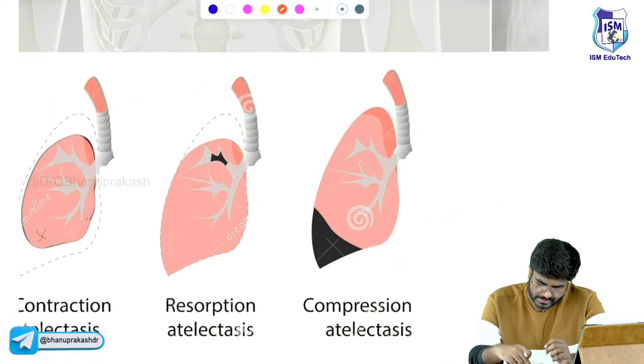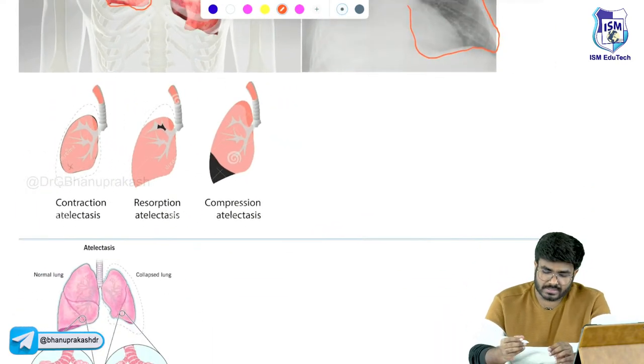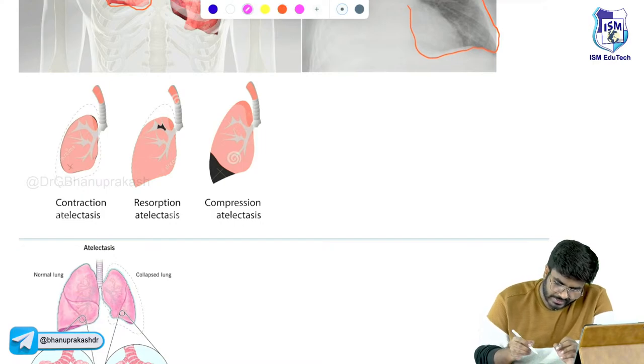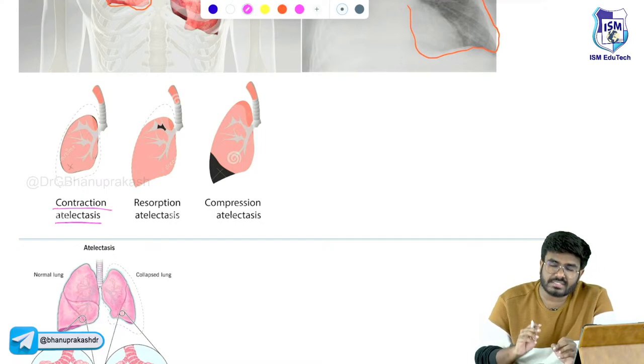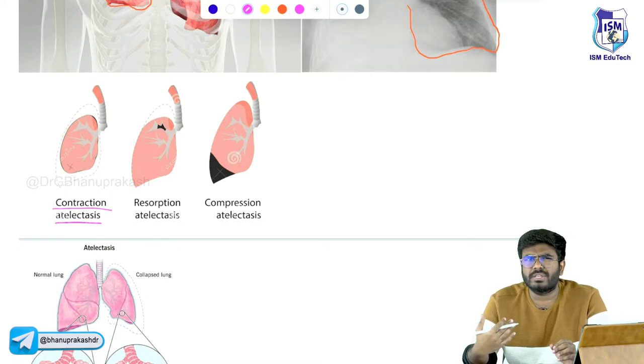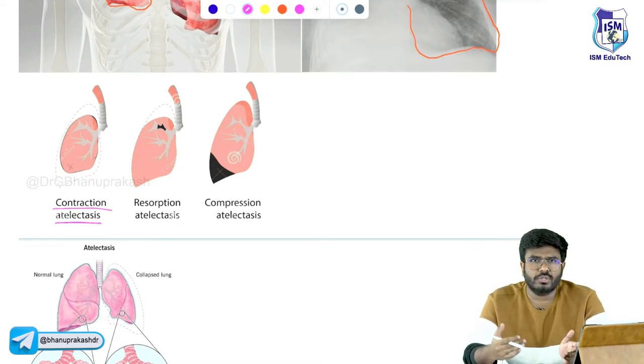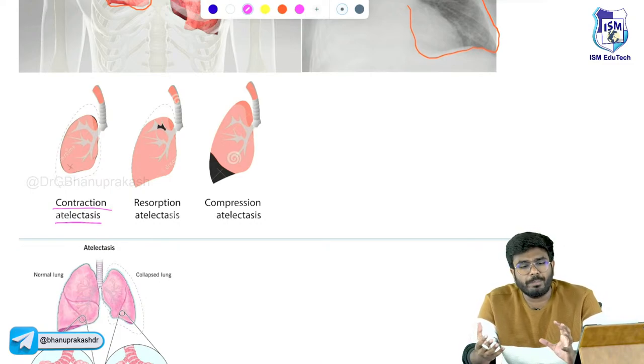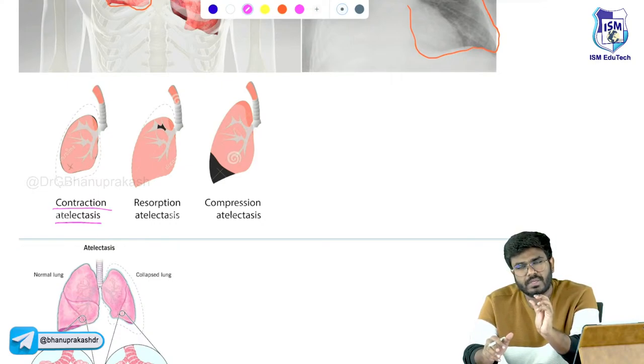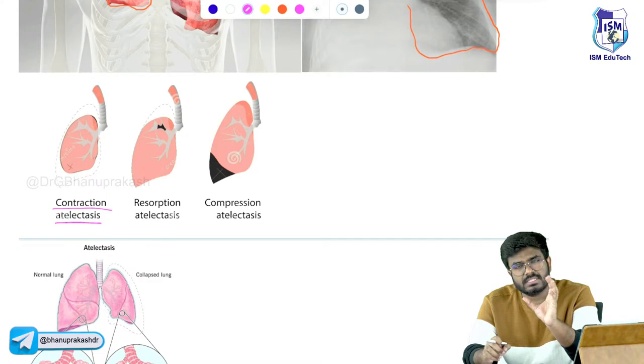How many types of atelectasis are there? There are three types of atelectasis, sir. Okay, there are three types. One is called contraction atelectasis because of repeated injury, fibrosis. Because of the excessive scarring, the lung tissue became smaller. No longer can the lung tissue be opened. No longer is the lung tissue going to show compliance.